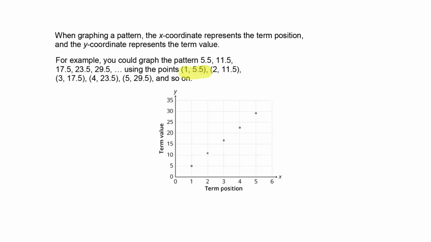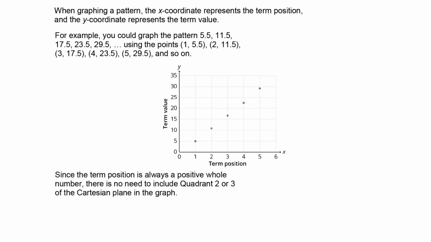You can see we've got 1, 5.5, and that's what's there. 2 at 11.5, and that's that point there. And so on. Since the term position is always a positive whole number, there is no need to include quadrant 2 or 3 of the Cartesian plane in the graph.